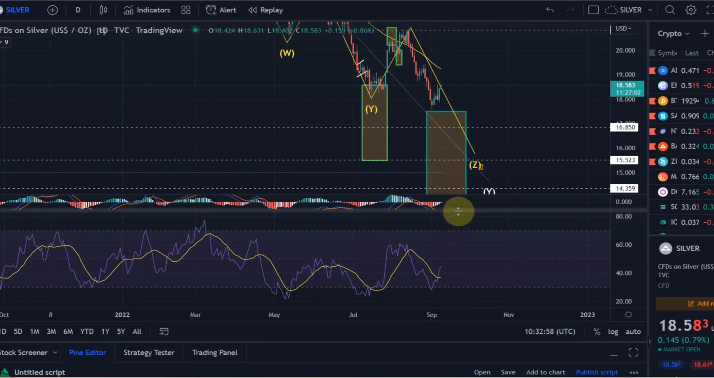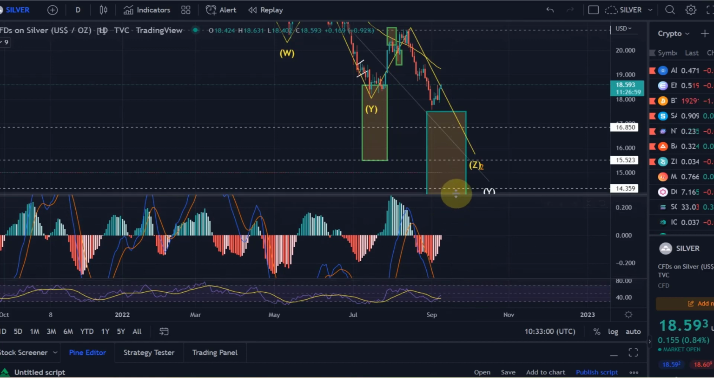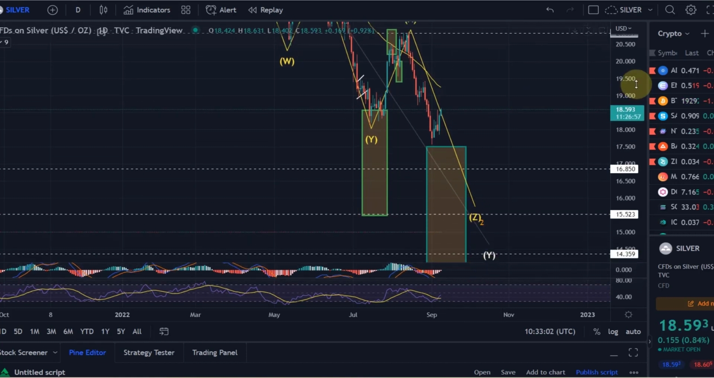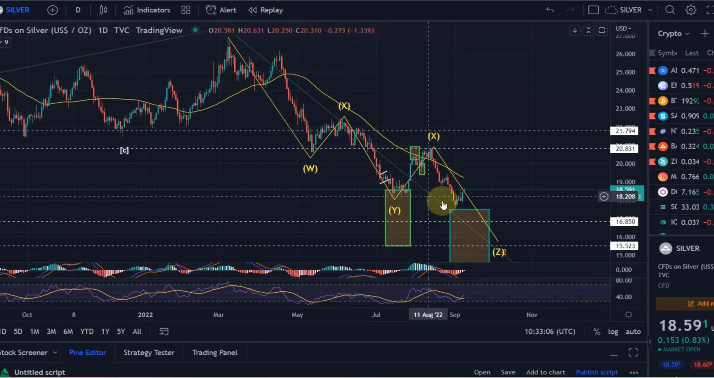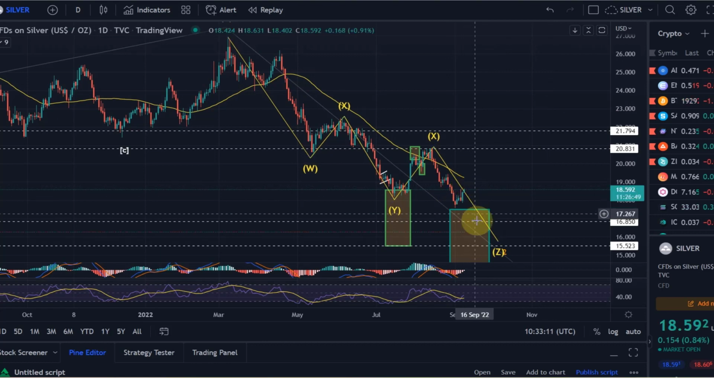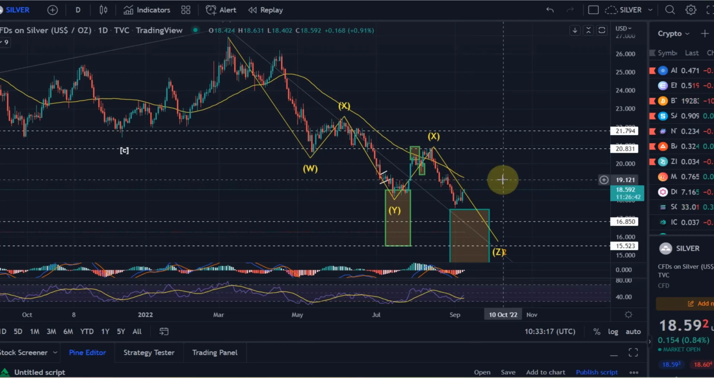So I think we are close to the low. Maybe we've seen it already, but if we haven't seen it, I think we're close to the low. My view is that silver is going to reverse up soon, but primarily I think we are still going to see lower lows. I'm open to the idea that we've seen the low, but then I want to see confirmation to be more confident, all right?